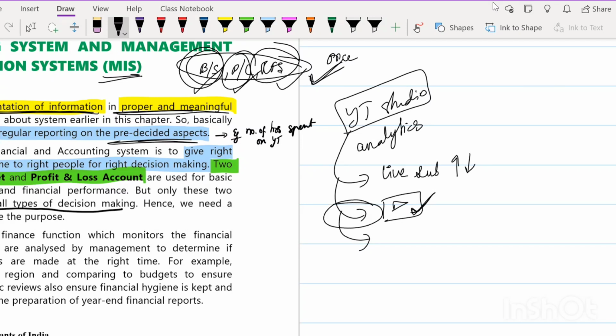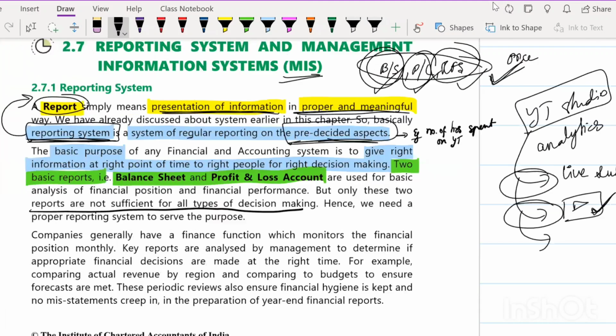These are not information that I have put in that I want. These are pre-decided aspects which the YouTube team themselves have, and they just give us regular reporting of these aspects. So a reporting system is a system which generates reports on pre-decided aspects. In your phone, for example, you have digital well-being, which shows how many hours you have spent on each app. That is one kind of report that you get.